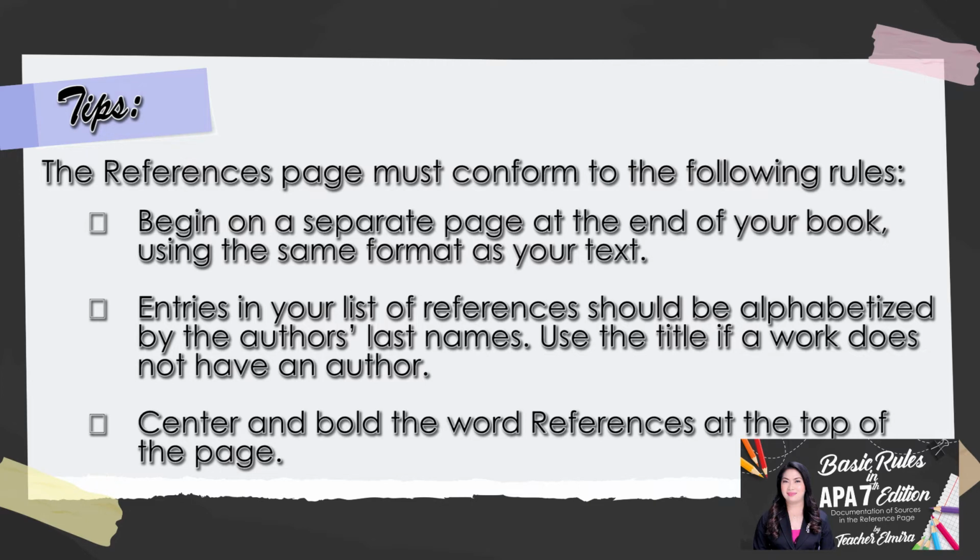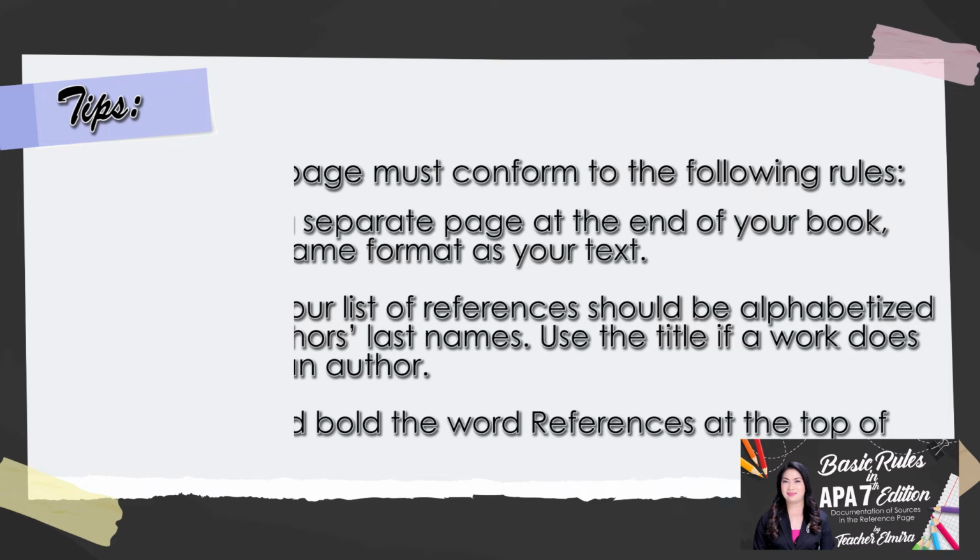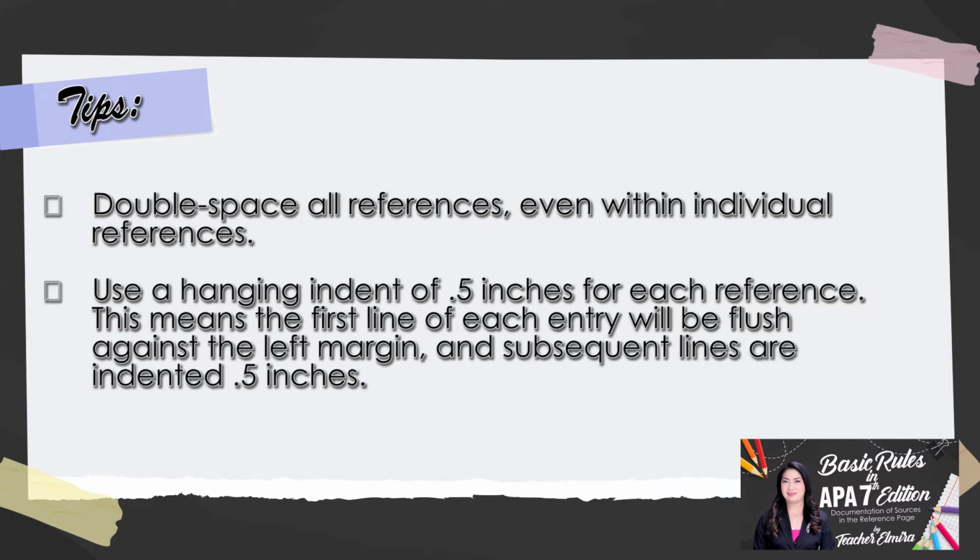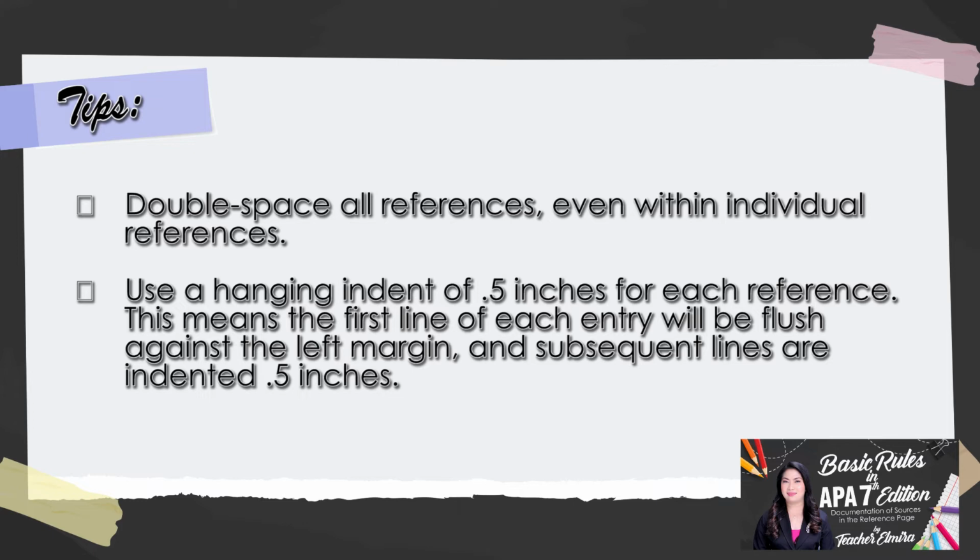Begin on a separate page at the end of your book, using the same format as your text. Entries in your list of references should be alphabetized by the author's last names. Use the title if a work doesn't have an author. Center and bold the word References at the top of the page. Double space all references, even within individual references.